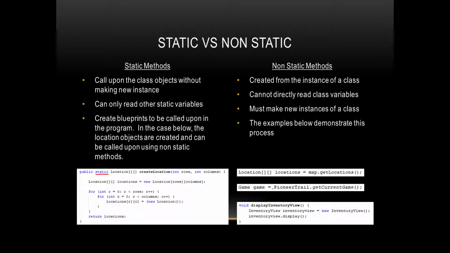Similarly, we have game Pioneer Trail get current game, where you notice that it's calling upon something that's already been created. So we're creating an instance of a class. We're not directly calling upon the static variable, we're making an instance of that class and then doing something with that. Similarly, if we look down here, we have display inventory view, which allows us to make a new inventory view, so make a new instance of inventory view in order to display it.